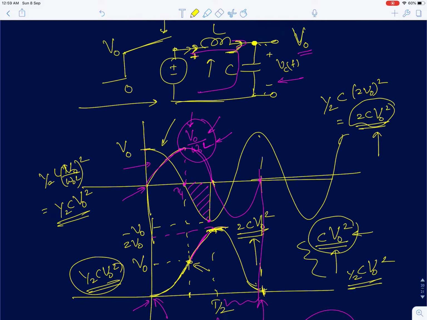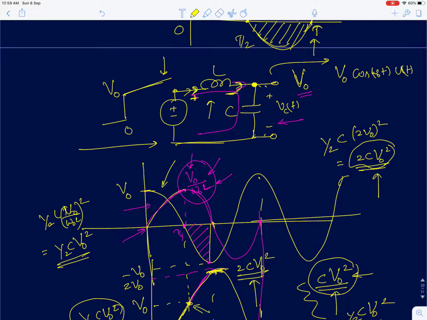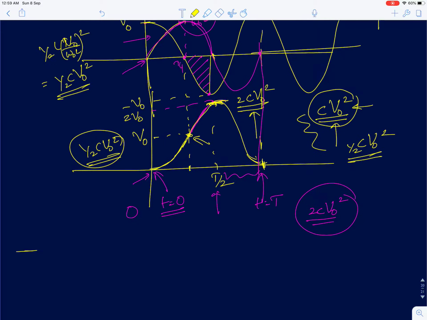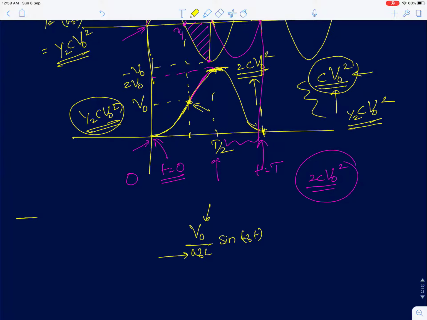I didn't write the equations explicitly, but it should by now be obvious. The voltage across the inductor is simply V0 cos omega naught t, because it's going to start at V0 at t equal to 0. And the current in this circuit, we can very easily show, is again V0 upon omega naught L sin omega naught t. So I just found the peak voltage divided by the impedance of the inductor. That is going to be the current flowing in the circuit.